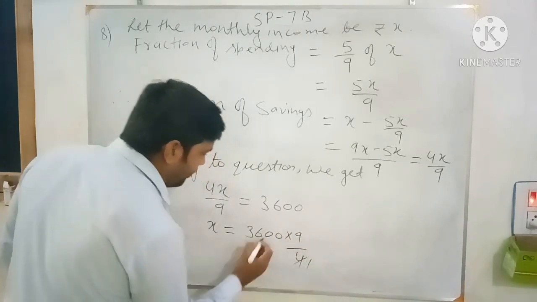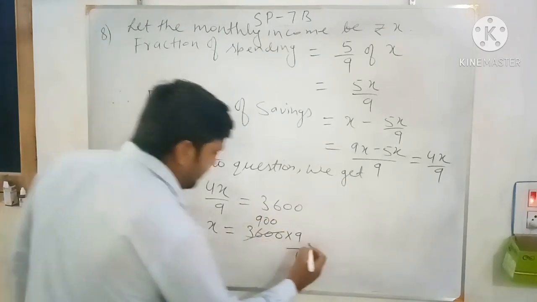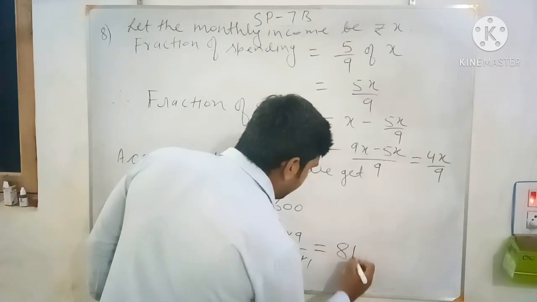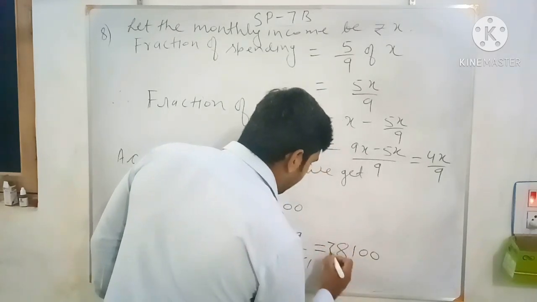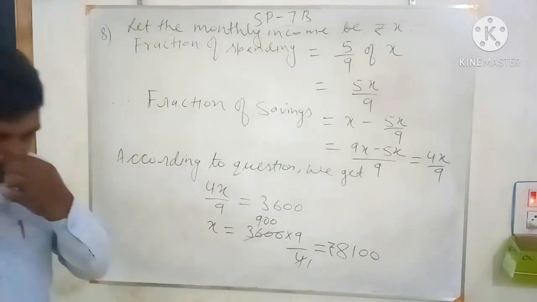4 1s are 4. Here 4 9s are 36, so that is 900. Now 900 into 9: 9 9s are 81, so 8100. So his monthly income is rupees 8100.